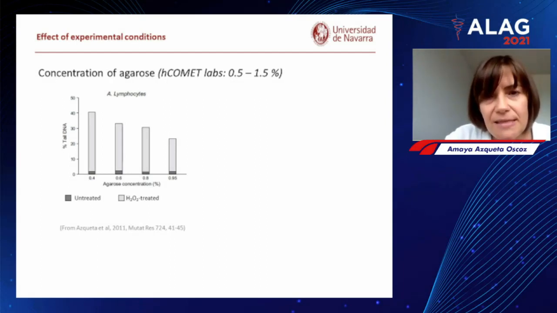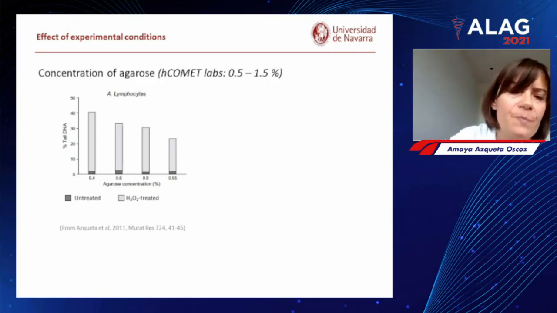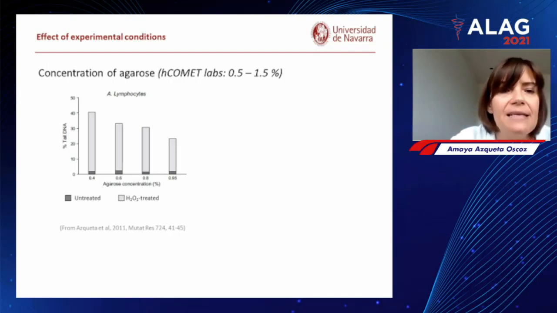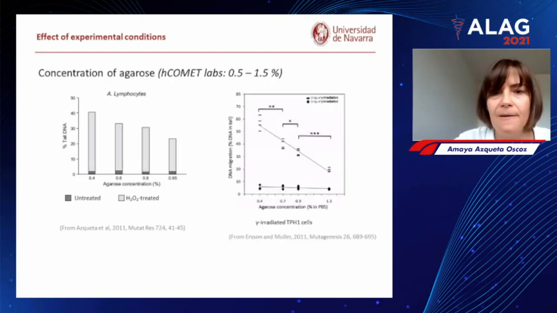Here in the title, you can see the range of concentration of agarose that was used in the hCOMET laboratories. In this graph, we have results obtained after analysis of untreated and H2O2 treated lymphocytes using different agarose concentrations from 0.4 to 0.95. And as you can see, there are no differences in the untreated cells, but there are a lot of differences in the treated ones.